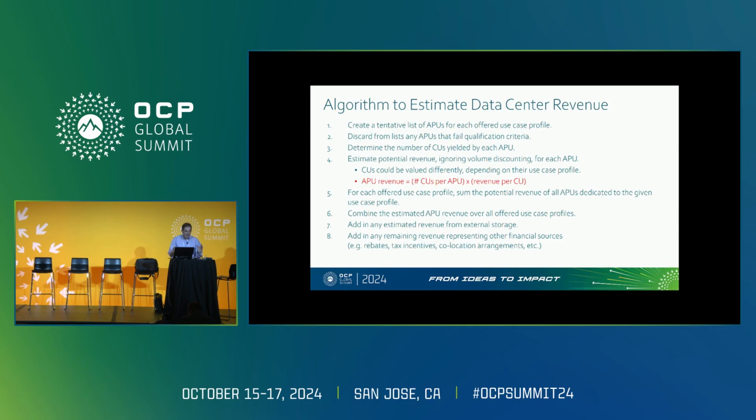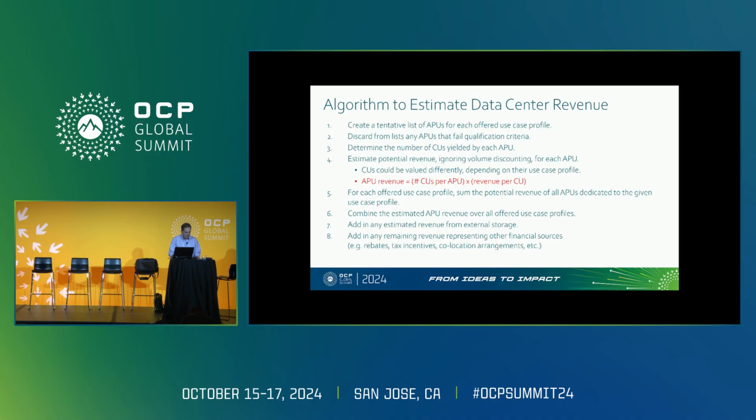And so we finally arrive at an algorithm for aggregating estimated revenue across the entire data center. I'm going to go through this slowly so we can hopefully digest it. Number one, we're going to create a tentative list of APUs for each offered use case profile. Number two, we're going to discard the lists of any APUs that fail the qualification criteria that we talked about on the previous slide. Number three, we have to determine the number of compute units yielded by each APU, and we did that with the equation I showed several slides ago.